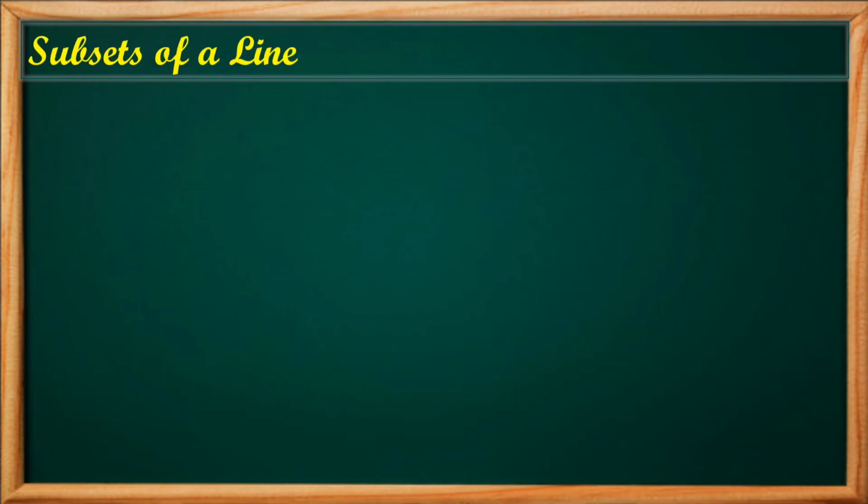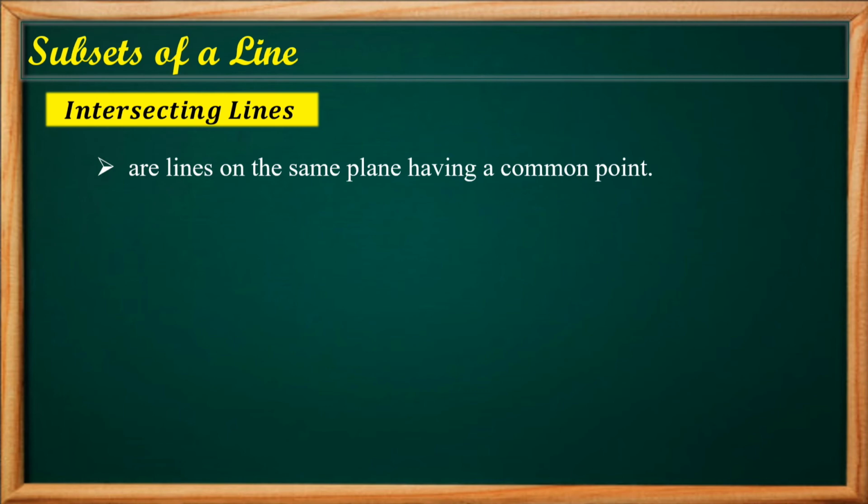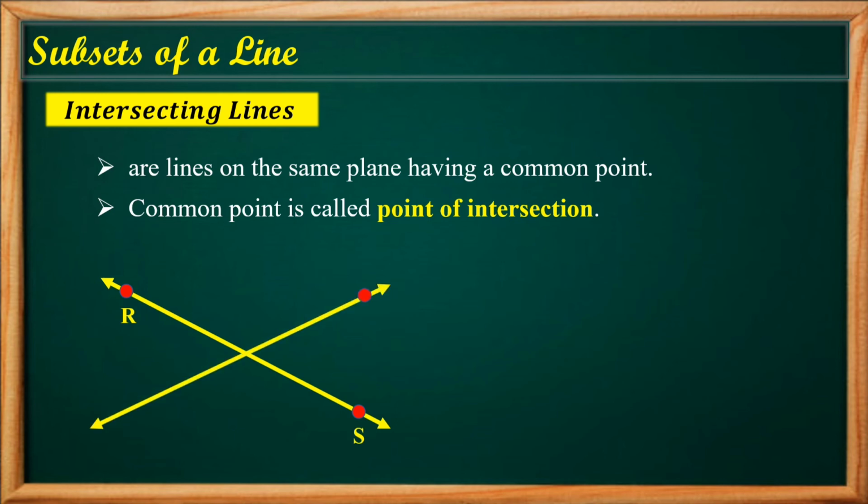Now, another subset of a line, we have the intersecting lines. Now, intersecting lines are lines on the same plane having a common point. Ayan. And that common point is what we call the point of intersection. Example, we have here line RS and line TU. Okay? Line RS and line TU. Observe, saan sila nag-cross?